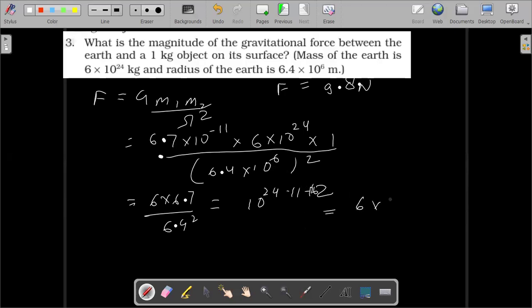So you can multiply 6 and 6.67, and divide by 6.4 into 6.4, which is 40.96. Understood? So if you divide this, you are going to get 9.8. How much do you get for 402 divided by 40.96? Dividing 402 by 6.4 and again by 6.4, you are getting 9.81. See, you are getting this as 9.8.